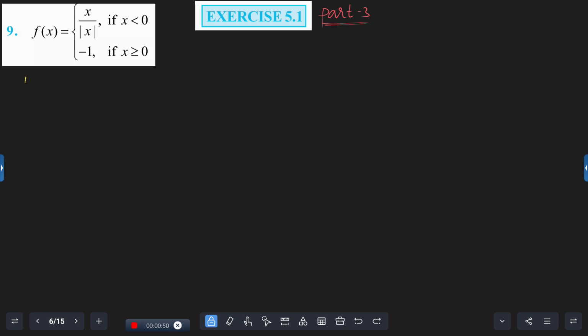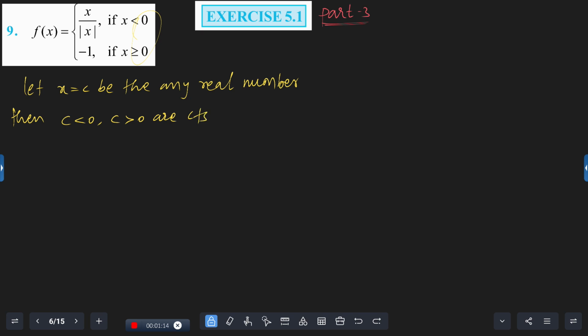Right, let's see now. Before entering here, let x equal to c be any real number. There is 0 here, they are talking about 0. Then c less than 0 and c greater than 0 are continuous. Let's check c equal to 0. Here the interval is given, 0 below and 0 above.